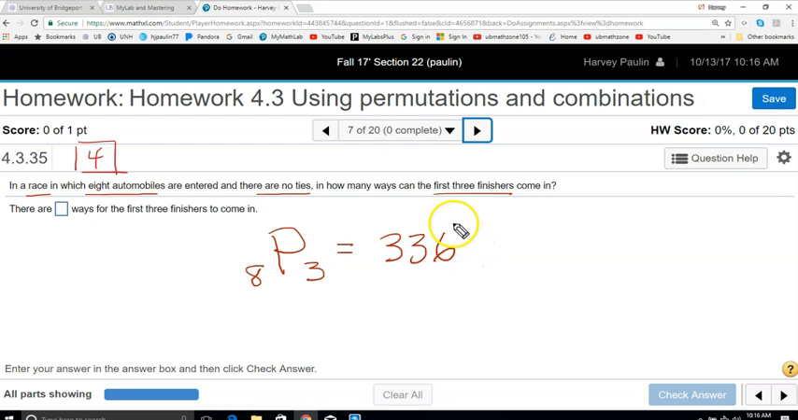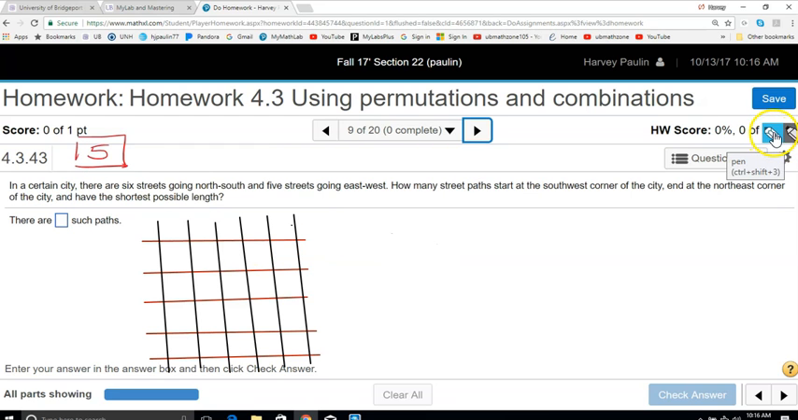336 different ways to come in. So again, people buying tickets at a racetrack to gamble on the outcome, if you're just doing it randomly, there's a lot of different possibilities here. Now, for this one, it's a little bit tricky, so I'm glad I had an opportunity to go over it with you.